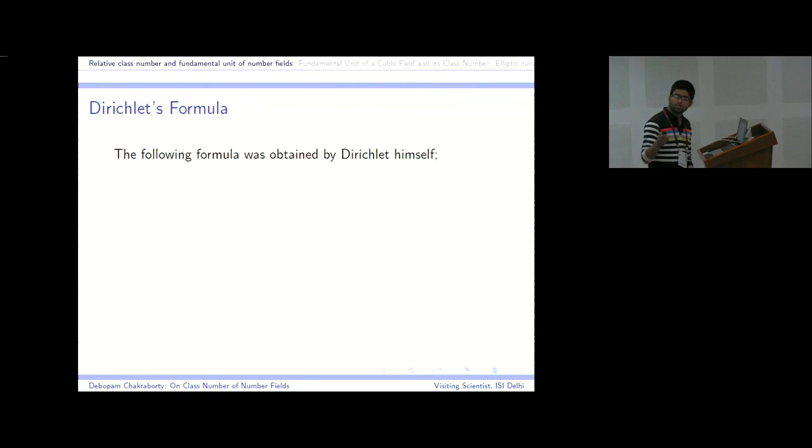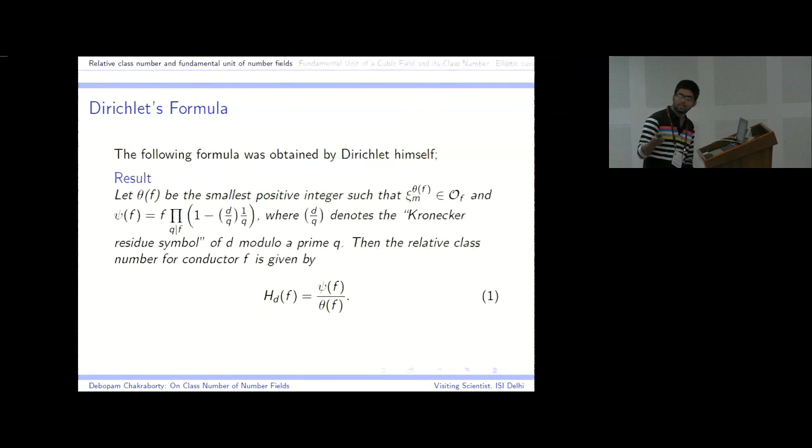So the most important result was this formula for finding the relative class number, which is this, where the psi f is this factor and theta f is the smallest positive integer such that the fundamental unit to the power theta f will be in that order. So fundamental, I forgot to tell about fundamental unit.